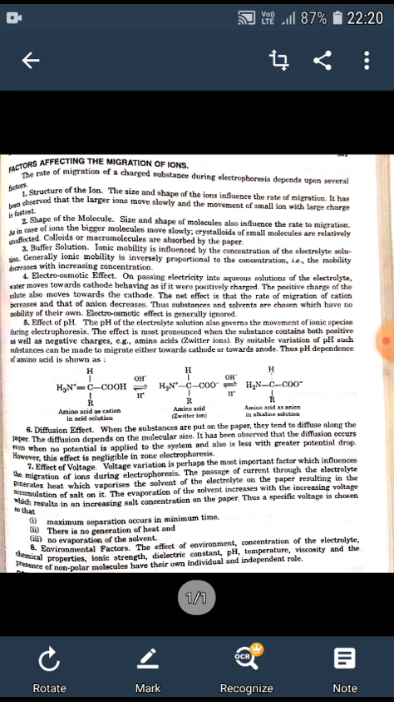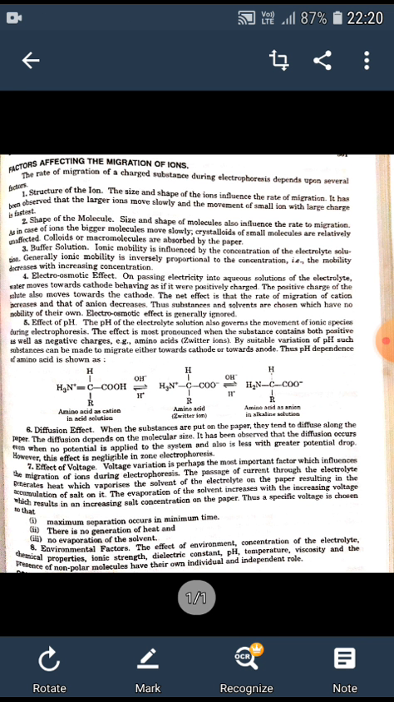The second factor which affects the migration of ions, specifically their rate, is the shape of the molecules. Size and shape of molecules influence the rate of migration. In case of ions, the bigger molecules move slowly. Crystalloids of small molecules are relatively unaffected. Colloids or macromolecules are absorbed by the paper.